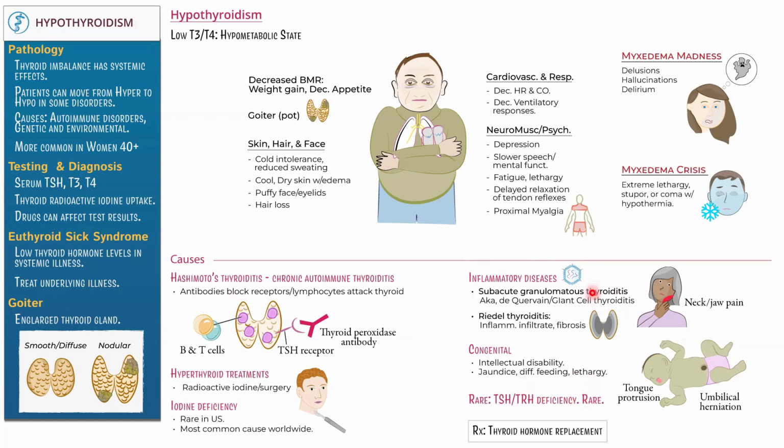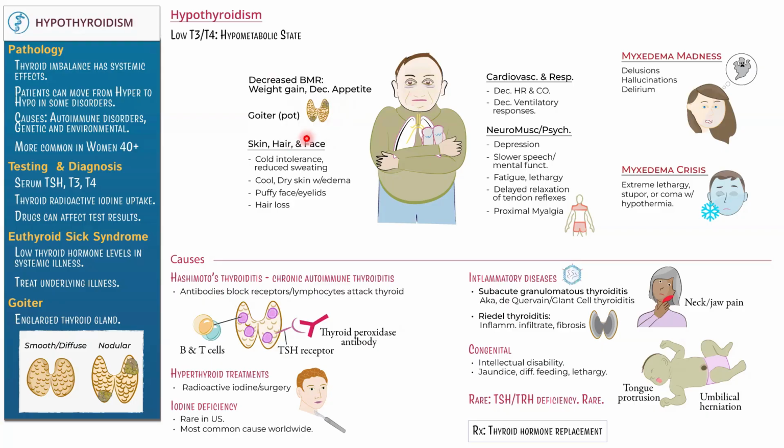So what are some of the features that the person will present? One, decreased BMR, meaning basal metabolic rate. Remember these thyroid hormones enable an increase in basal metabolic rate. So there is a decrease in basal metabolic rate in a person with hypothyroidism. So the person will have weight gain, the person will lose appetite, and the person might develop goiter.